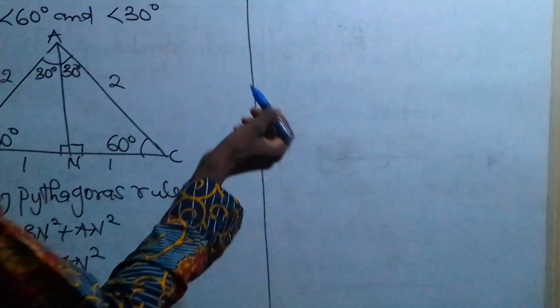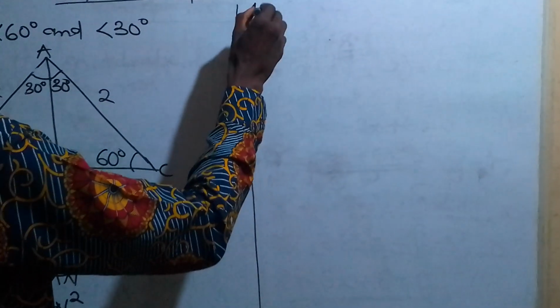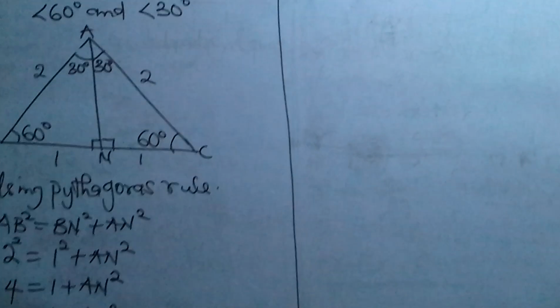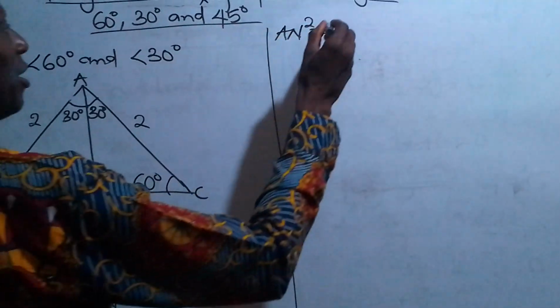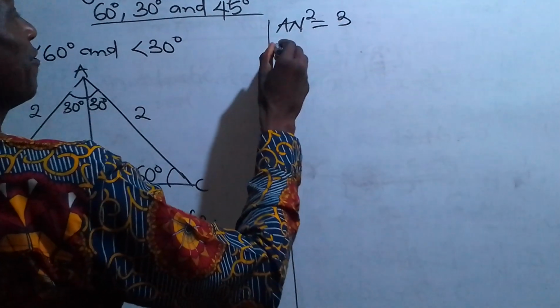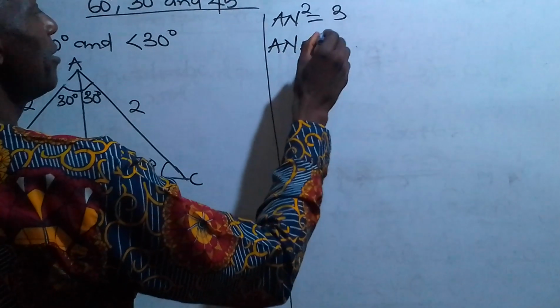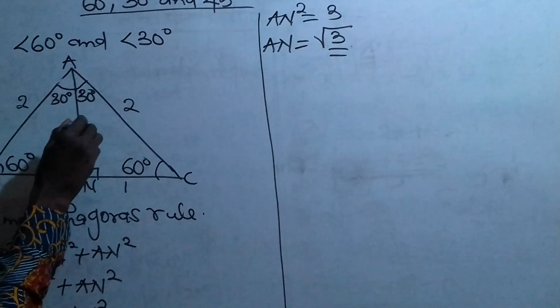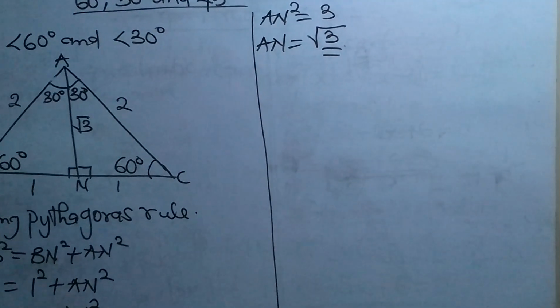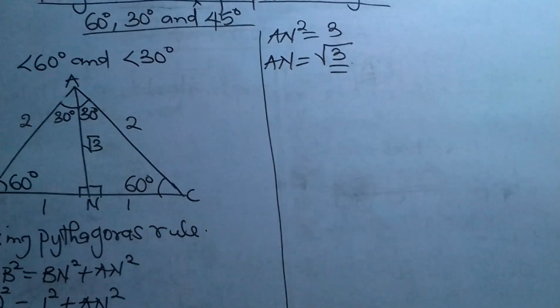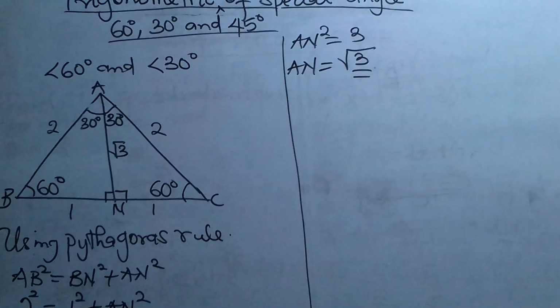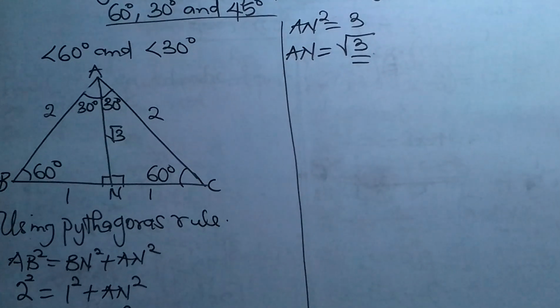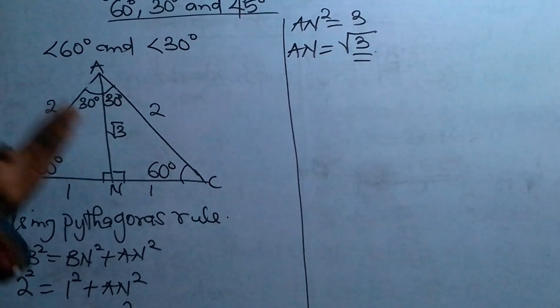So therefore, AN square is equal to 4 minus 1, which is 3. So AN is the root of 3. So AN here is root 3. So now we can get what is sine 60, cos 60, tan 60, the same way we do for 30.